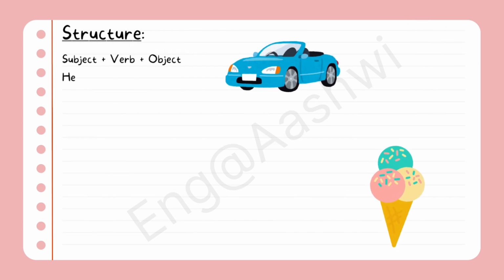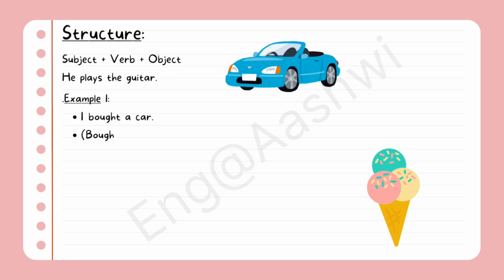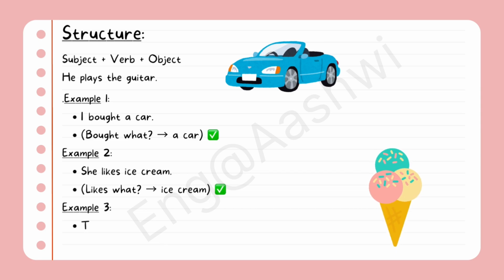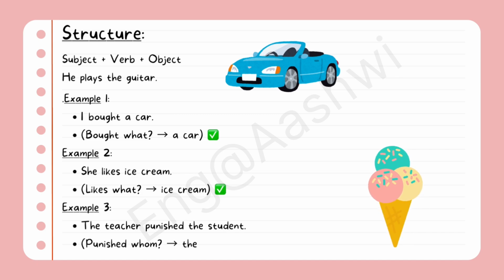The structure of a transitive verb is subject plus verb plus object. For example, he plays the guitar. I bought a car. What did you buy? A car. She likes ice cream. Likes what? Ice cream. The teacher punished the student. Punished whom? The student. So, car, ice cream, the student, they are the objects.